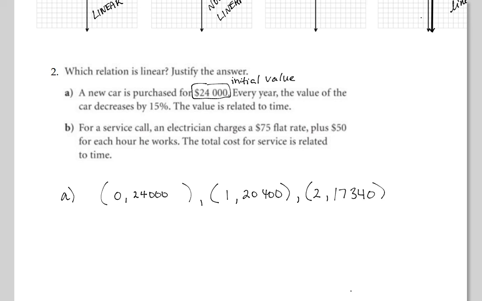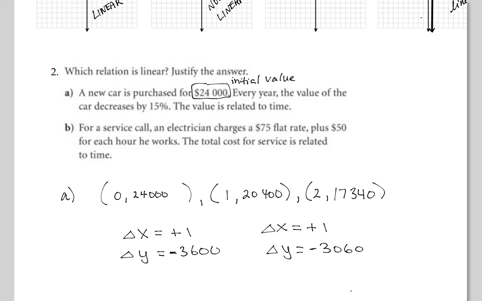And you get 17,340. So delta x is positive 1, and delta y is, you're going to have to subtract those, so you get negative 3,600. Then it happens again, delta x is positive 1, and this time delta y is negative 3,060. So see how the delta y is not the same? That would be non-linear.